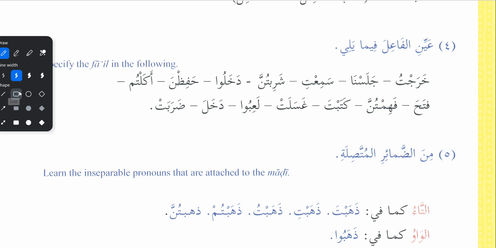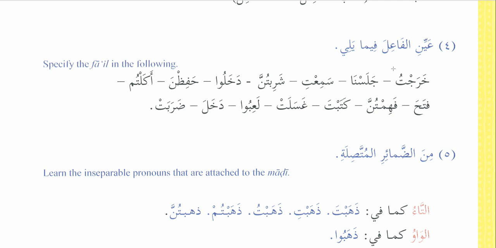Now let's find out. Let's see, where is the damir? Kharajtu. Now you can guess from which pronoun? Ana. جلسنا, nun al fa'ilin from نحن. سمعتِ from أنتِ. Shariban, tunna comes from antunna mukhatib. And dakhalu, waw jama comes from male plural ghaib. Hafizna, the noon niswa comes from ghaib, feminine plural. Akaltum comes from mukhatib, male plural. The meem tells you male plurality.